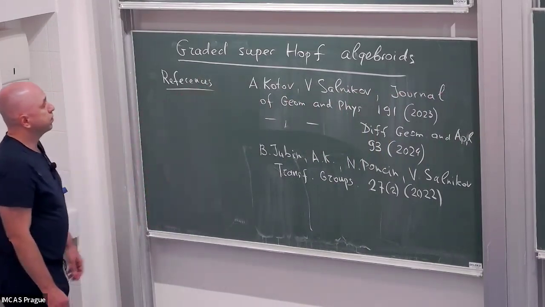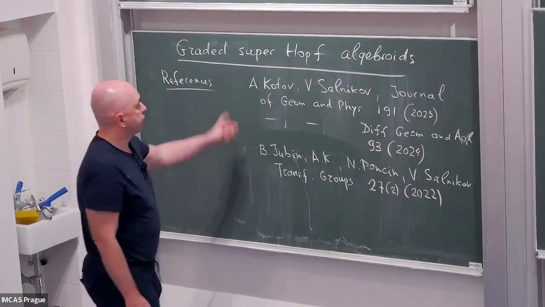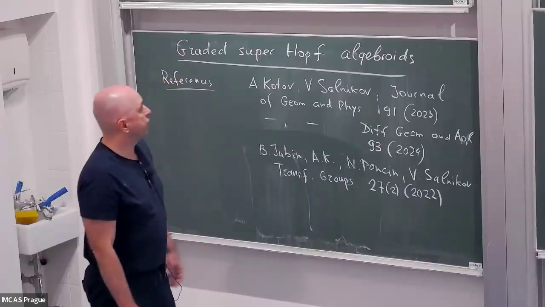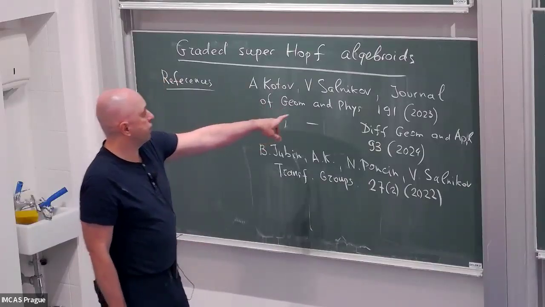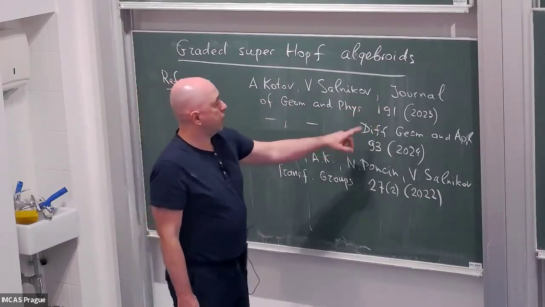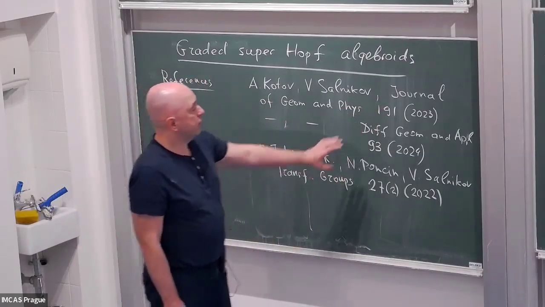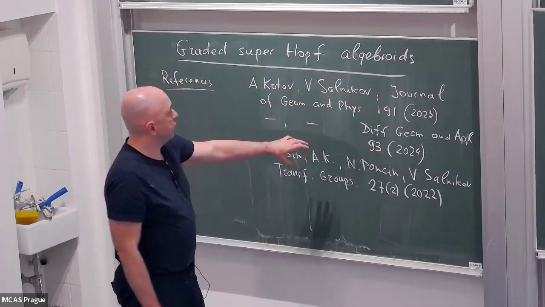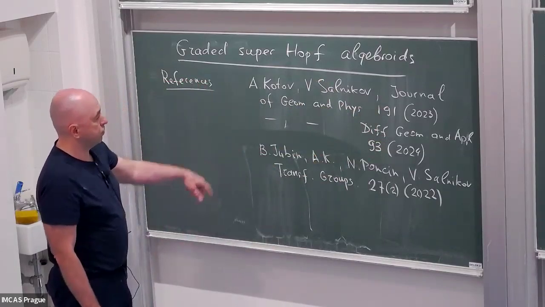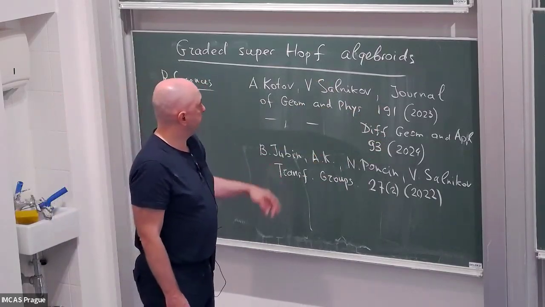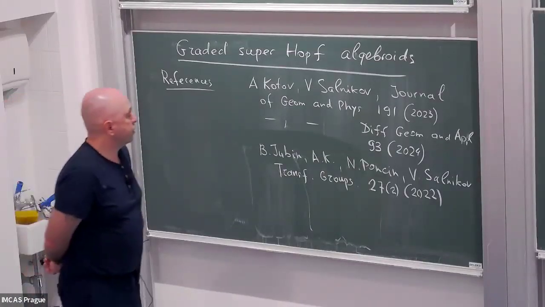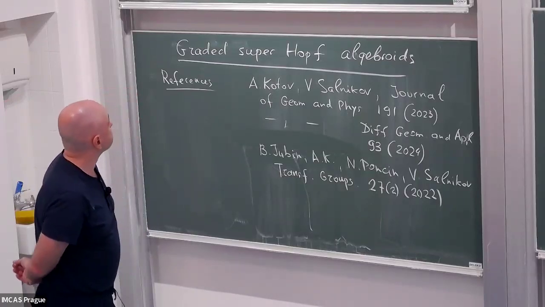So this is the topic, graded super-Hopf algebroids, and it's based upon three papers with Vladimir Salnikov, Benoit Jubin, and Norbert Poncin, the third one. The first one is the basic reference, published in the Journal of Geometry and Physics last year. The second one gives the background for the first one and was published this year in Differential Geometry and its Applications. And the last one, the origin of the whole series, is a joint paper with Benoit Jubin and Norbert Poncin from Luxembourg, published in Transformation Groups two years ago.